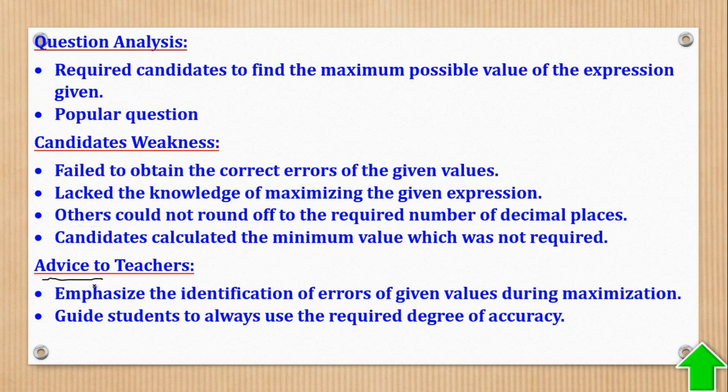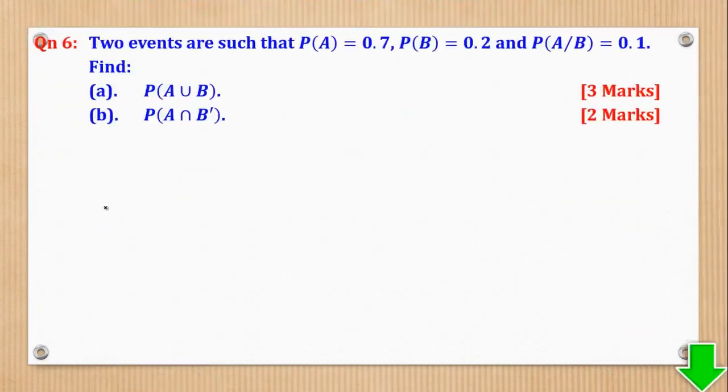So the advice to teachers is that teachers should emphasize the identification of errors of given values during maximization, and also guide students to always use the required degree of accuracy. So when the accuracy is given, always use that.